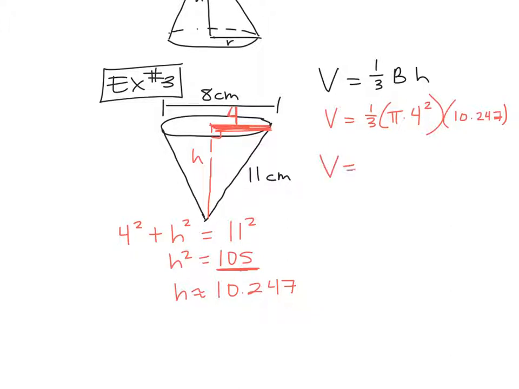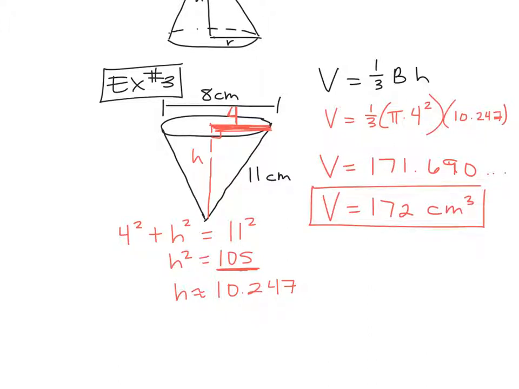So if you just plug that in, 1/3 times pi times 4 squared times 10.247, you should get, they said nearest cubic centimeter, so it comes out to this number, 171.690, keeps going. So nearest cubic centimeter, this would be 172 cubic centimeters because it's volume. Okay, so 1/3 BH, which is really 1/3 pi r squared h. Questions on that one?